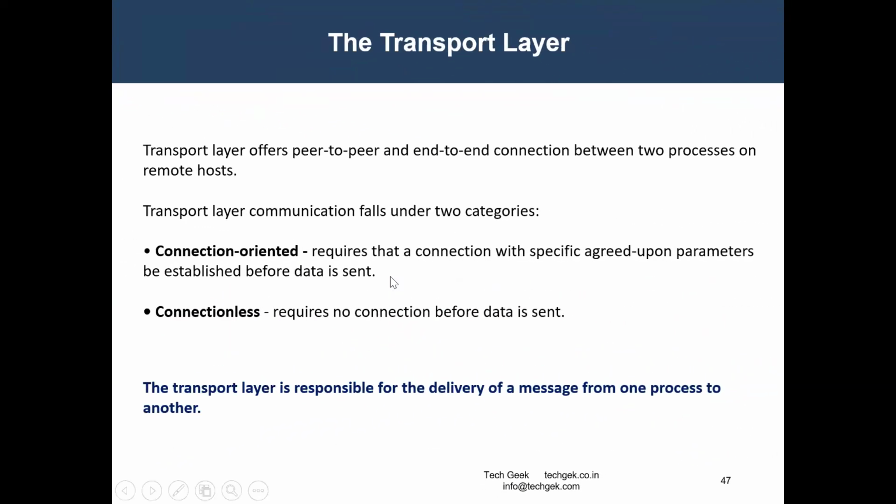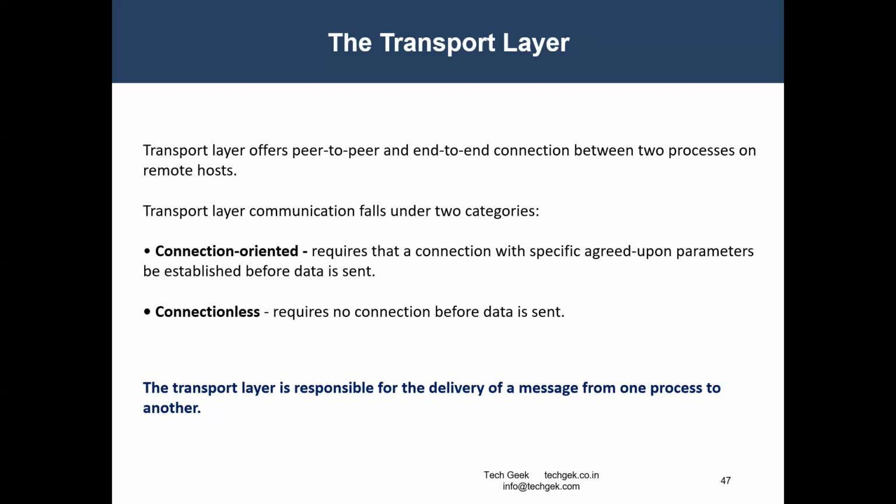Now, if I talk about the transport layer, the transport layer offers peer-to-peer and end-to-end connections between two processes on the same remote port. This communication falls under two categories: connection-oriented and connectionless mechanism systems. Connection-oriented means a connection with specific agreed-upon parameters is established before the data is sent. When I say connection-oriented, I'm talking about TCP. When I'm talking about connectionless, it is UDP. Connection-oriented requires the connection to be set up based on agreed-upon parameters.